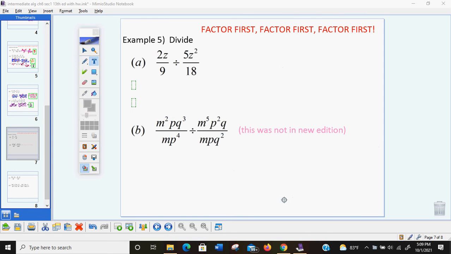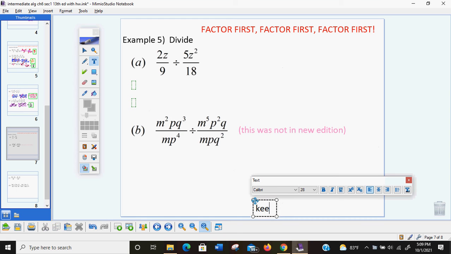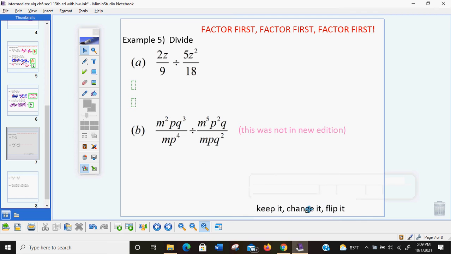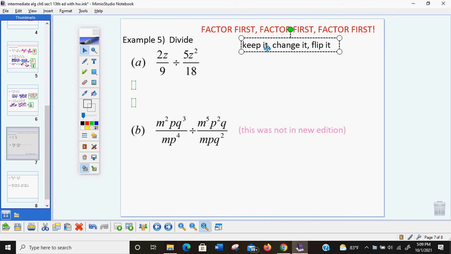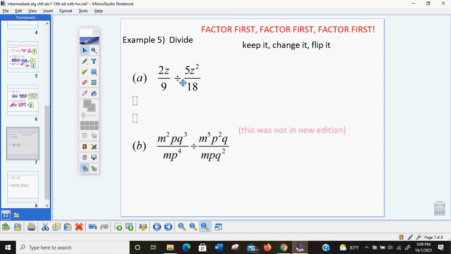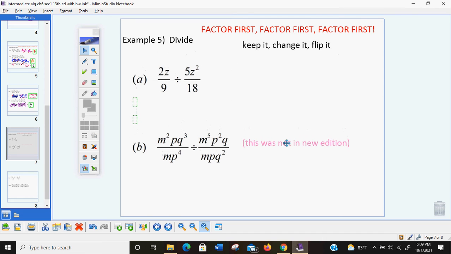Usually you guys learn keep it, change it, flip it. So keep it, change it, flip it. And what that means is keep the first fraction the way it is, change division. Here, let me just put this up here under this one. Move this down a little bit. Keep the first fraction the way it is, right? Change the division to multiplication and flip the second fraction. So we're going to keep it, change it, flip it.